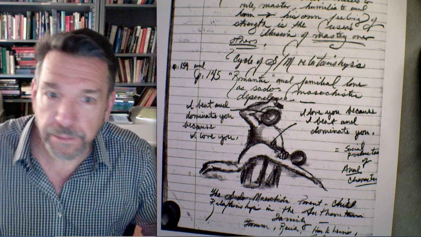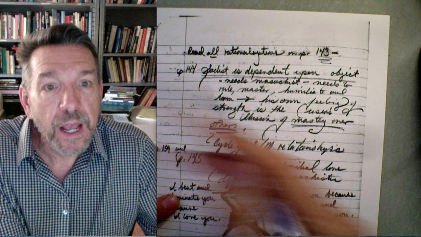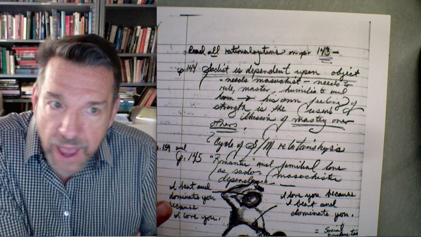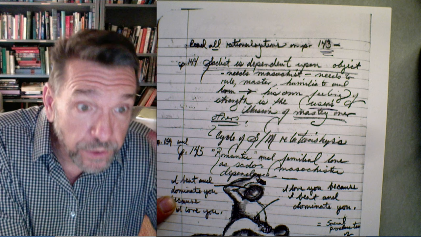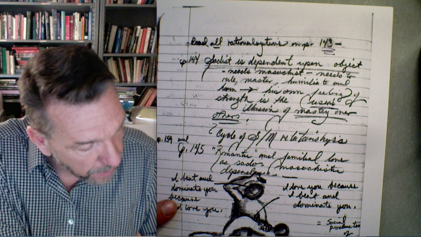Okay. All right, so the whole list of rationalizations for sadism is on page 143. But on 144, the sadist is dependent upon the object that they dominate. They need the masochist, or they need the masochistic object. They need to rule, master, humiliate, and harm, in order to get rid of one's own feelings, to prove that one actually has something like strength, right? That's the reason that you're engaging in this act. In other words, being sadistic provides a kind of illusion of mastery over others. I appear strong, and therefore I suppress feelings of weakness and inadequacy by appearing strong and being tough and being a bully or whatever, okay?